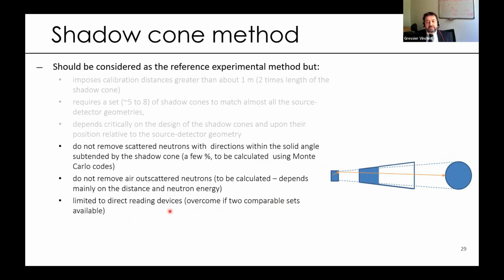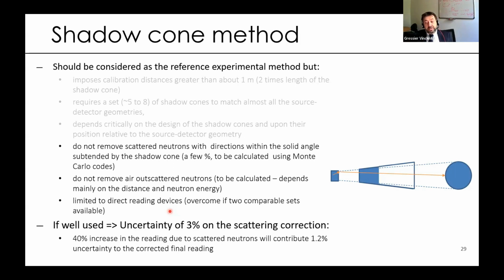What to do with passive detectors? You cannot use that. The only way, if you want to use this method for passive detectors, is you have 2 sets of comparable passive detectors, and you make measurements with the shadow cone and without the shadow cone, and from statistical analysis, you can remove the contribution from one to the other. If you use this method well, you can consider that you add only an uncertainty of 3% on the scattering correction. So for example, if you have a 40% increase in the reading, it will only generate a 1.2% uncertainty on your final reading in the instrument.